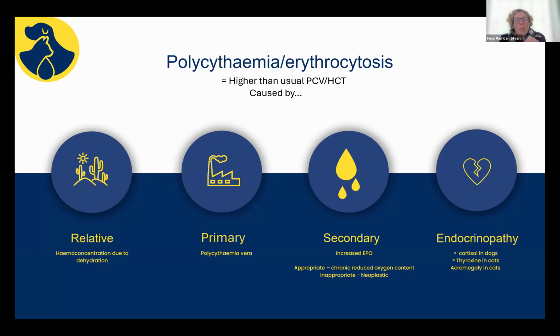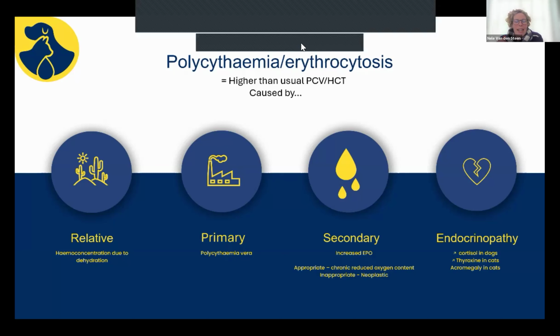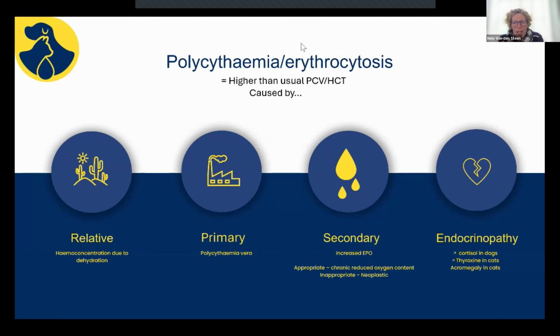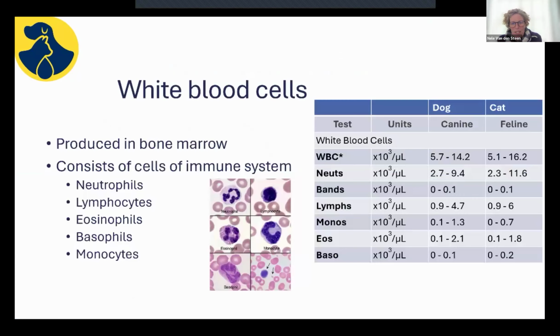Okay. It could be inappropriate, so the erythropoietin production is happening all by itself. There's not a low oxygen content, but those kidney cells are overproducing. And you could see that, sorry, I said it earlier wrongly, in a renal lymphoma or renal carcinoma. There are some nasal tumors as well that can do it, and some other rare ones, but that's the inappropriate one.